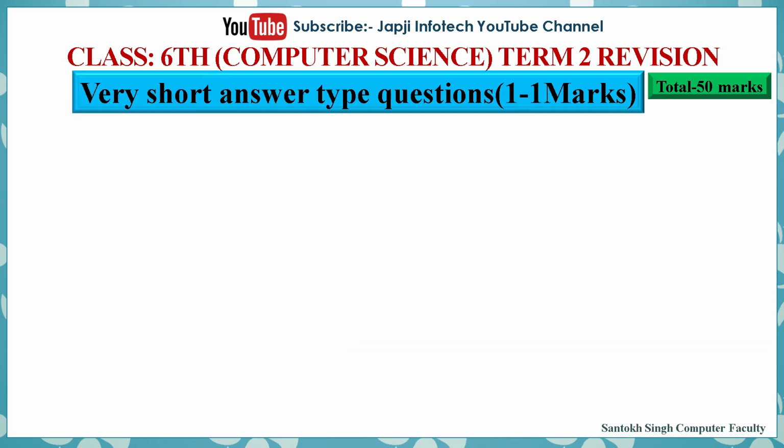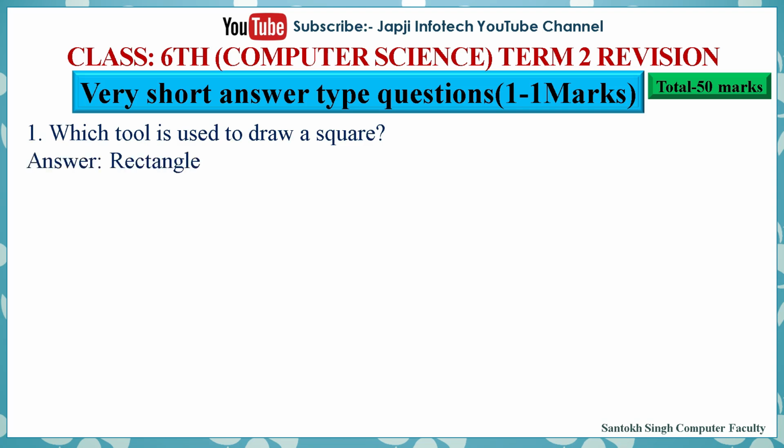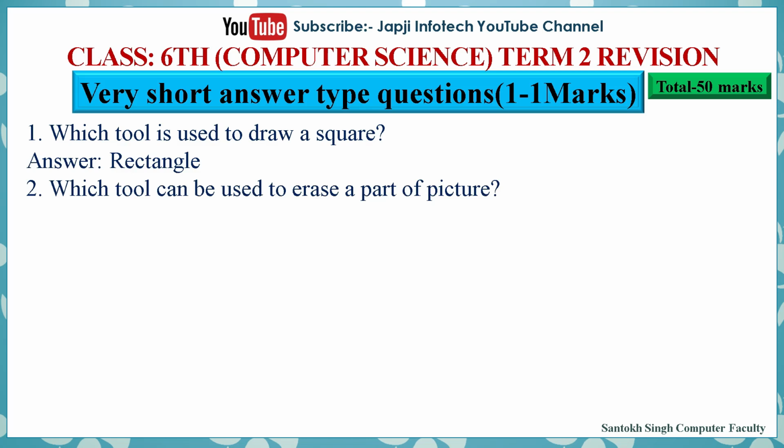So now we will learn about very short answer type question, which is also 1 marks. So our first question is which tool is used to draw a square? So the right answer is rectangle is used to draw a square. The second one is which tool can be used to erase a part of picture? And the right answer is crop tool can be used to erase a part of picture.